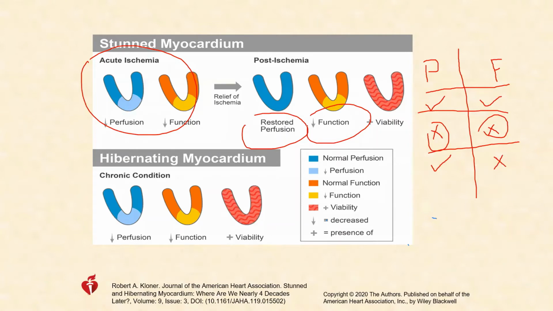Stunning usually takes a few weeks and the myocardium usually recovers completely. So when I ask you about stunning, I want you to tell me that stunning means the myocardium that was ischemic, they restore the blood supply, but it's still not contracting. Now, if I don't have perfusion, like here, and I don't have function, like here, no perfusion, no function, what's the meaning of this?